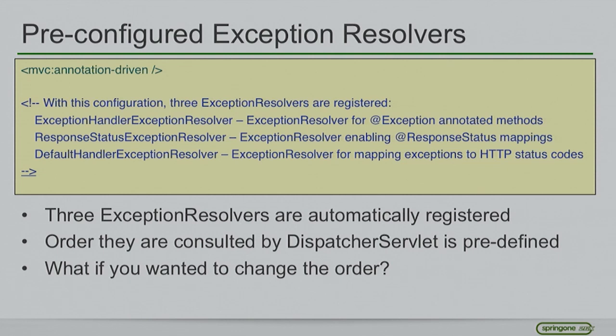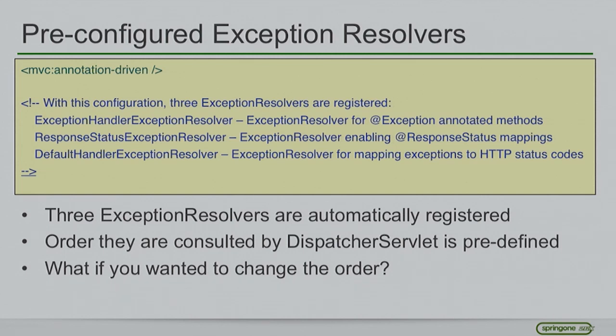When I configure MVC annotation driven, there are three exception resolvers that get registered, and they're processed in this particular order. First, the exception handler exception resolver, which looks for the @ExceptionHandler annotation, then the response status exception resolver, and so forth. So that's the order that it's going to define, and I'll show you that that's the order. That's what their current order property is set to.